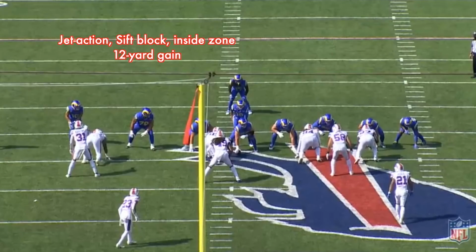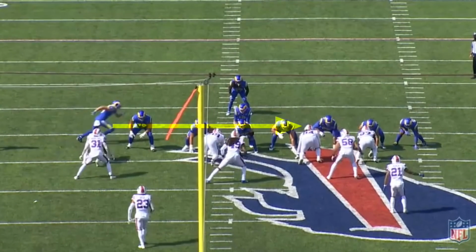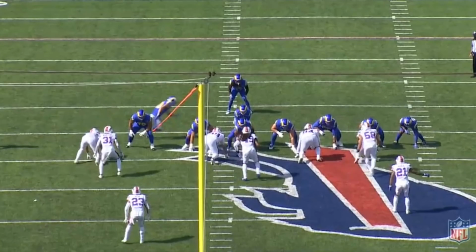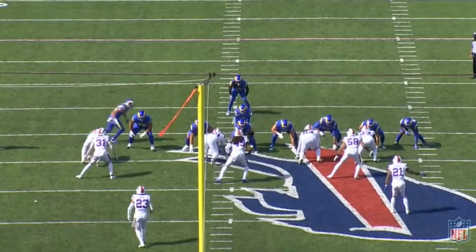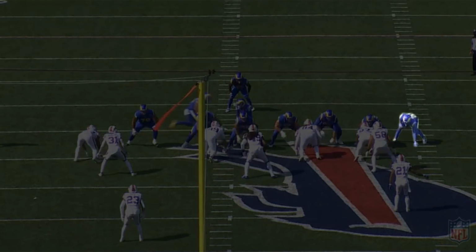They send a receiver across the formation, and that player is not only a threat to run the ball, but he affects the Bills' run gaps. As he goes across the formation, the defense has to adjust their gap responsibilities because they are essentially losing a gap on the left side and gaining one to the right if the ball isn't handed off.